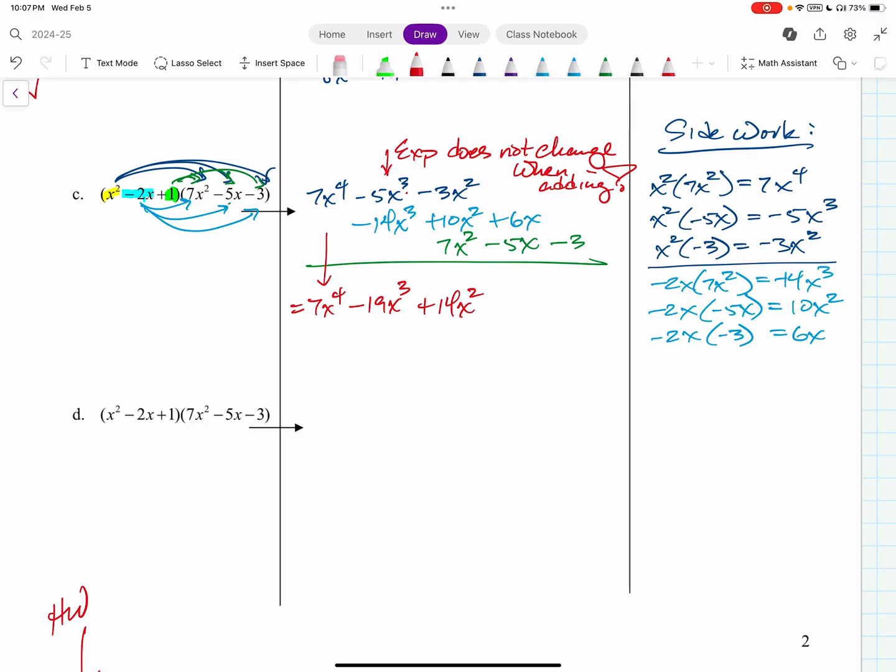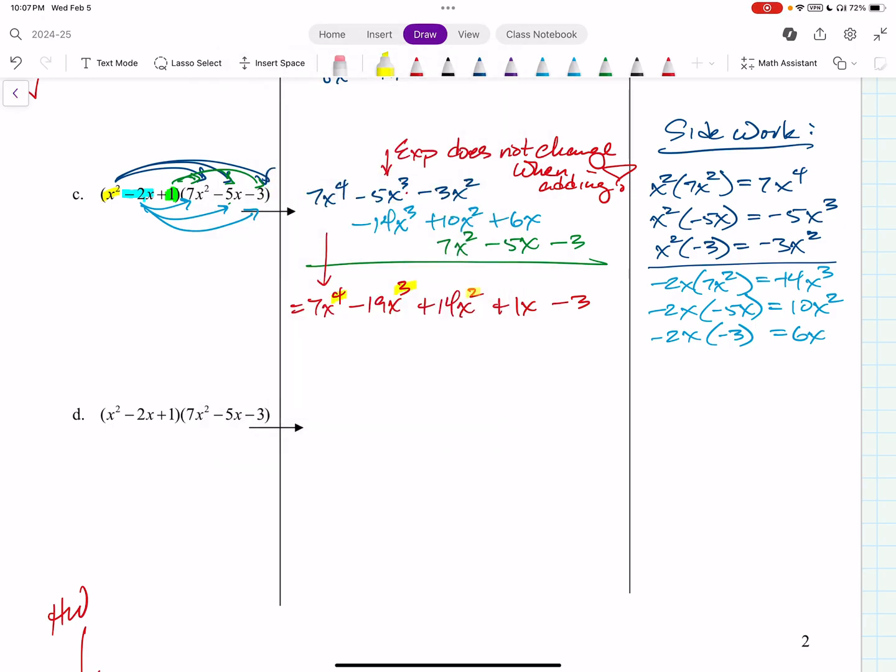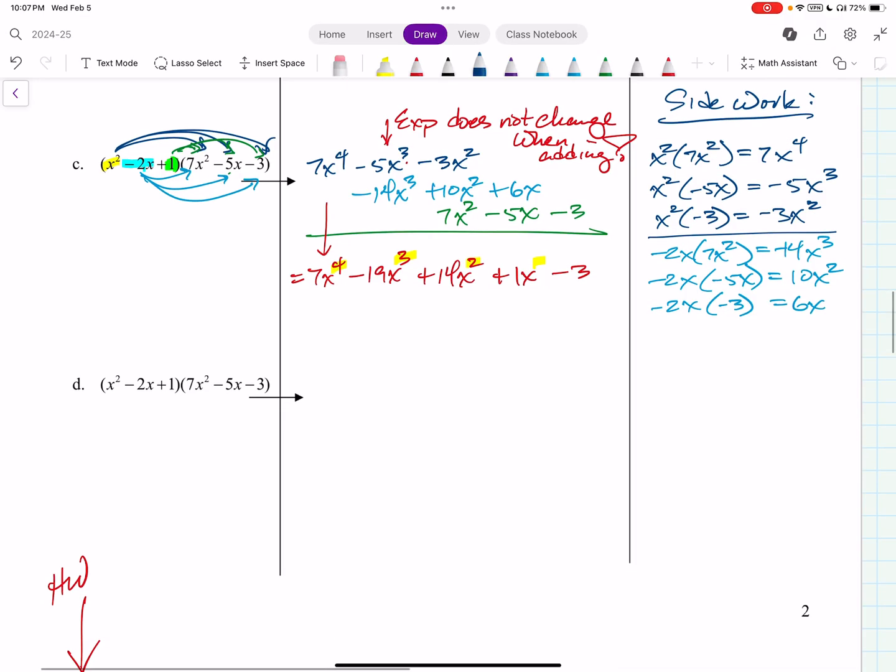6x minus 5x gives you 1x. Okay? 1x or just x. And then you got a minus 3. And again, that's in descending order. So fourth degree, third degree, second degree, first degree, and a constant. And there we go. Now at this point, you should be getting good.